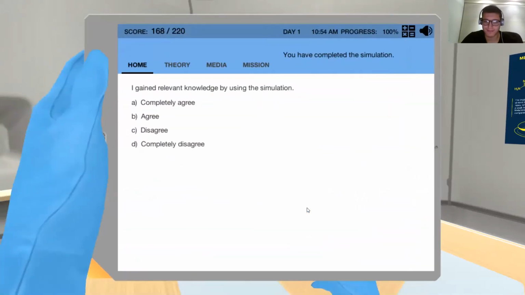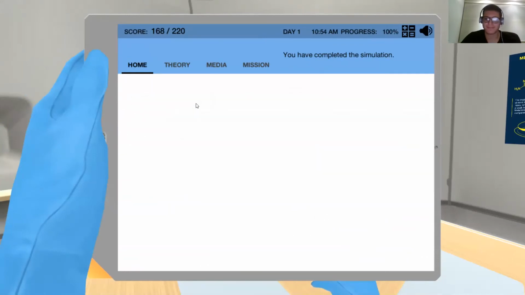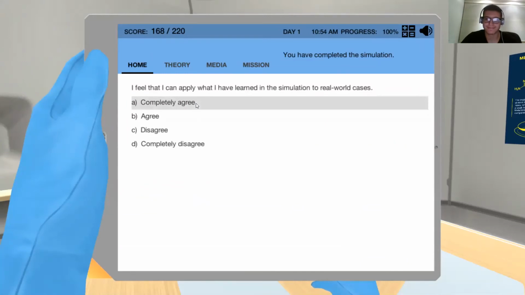I gained relevant knowledge by using the simulation. I found the simulation motivating. I feel more confident about my lab skills after this. I feel that I can apply what I have learned in this. In general, I was pleased with.